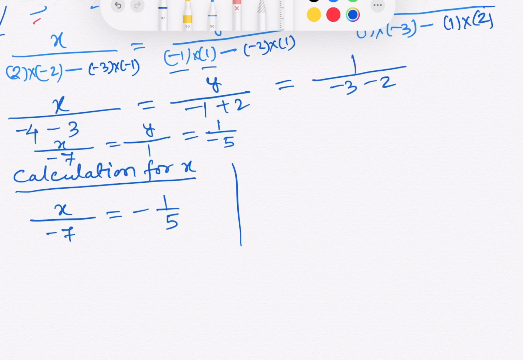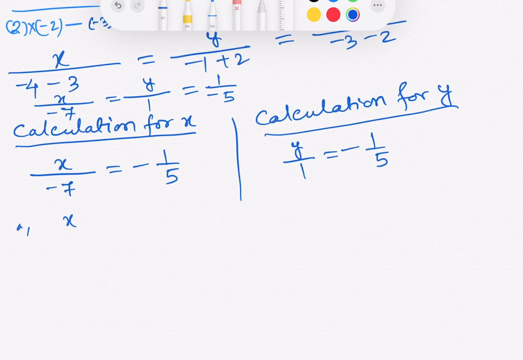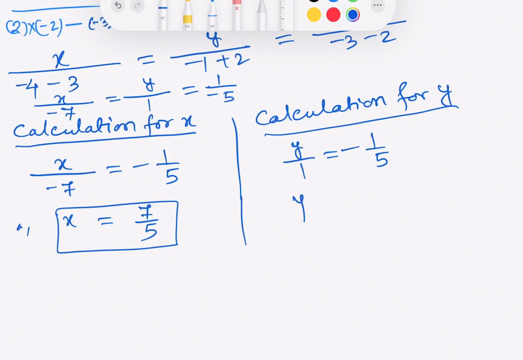Now for calculation of the y variable, we write the y portion: y by 1 equals to minus 1 by 5. So now x equals to, minus plus, now 7 by 5. So we get one variable value, which is x equals to 7 by 5. Similarly we get y equals to minus 1 by 5. So we get two variables x and y.